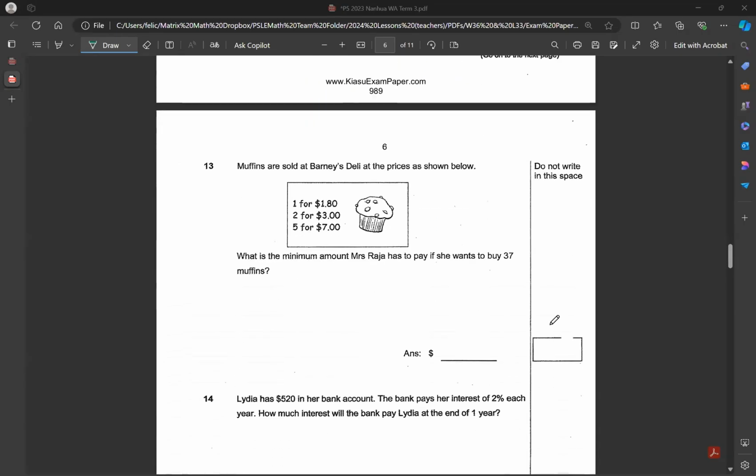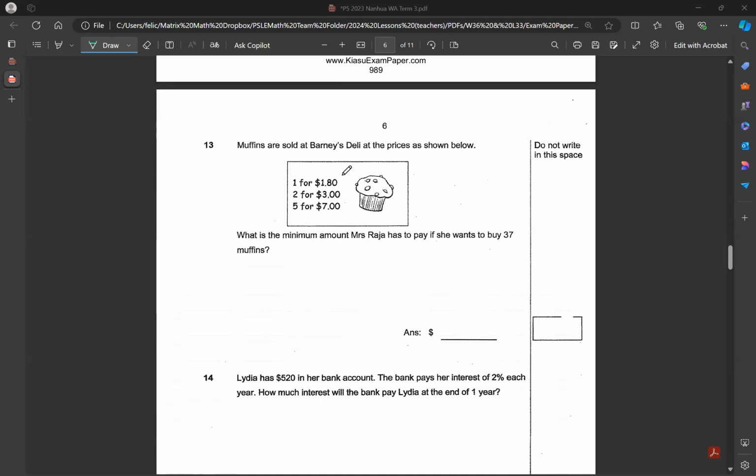Okay, let's go on to question 13. So muffins are sold at Barney's Deli at the prices as shown below. What is the minimum amount Mrs. Roger has to pay if she wants to buy 37 muffins? Okay, so we look at the pricings here. They have 3 different types of pricings presented.